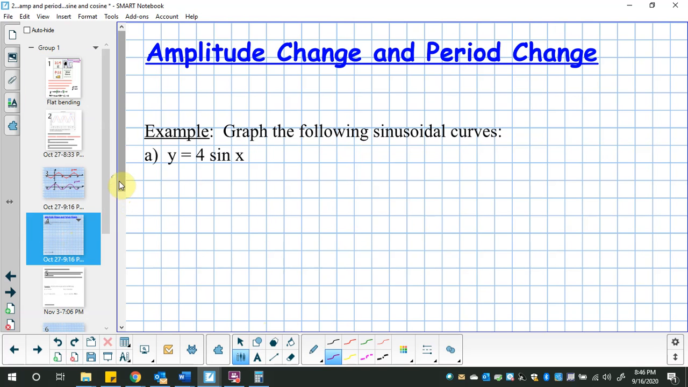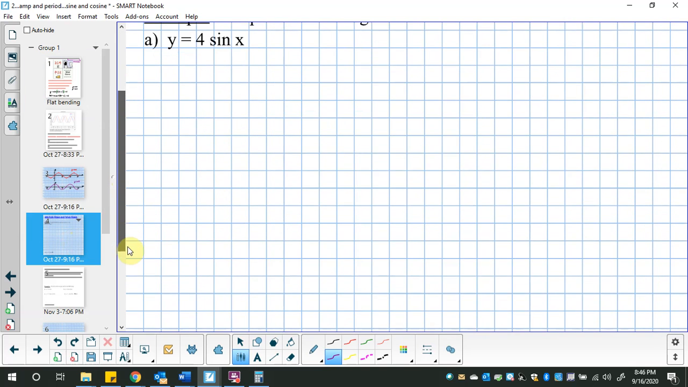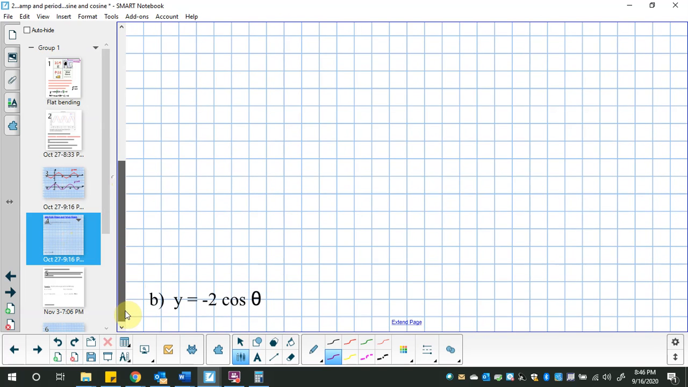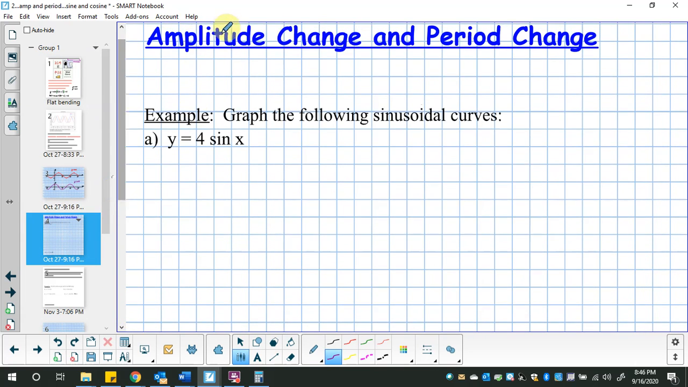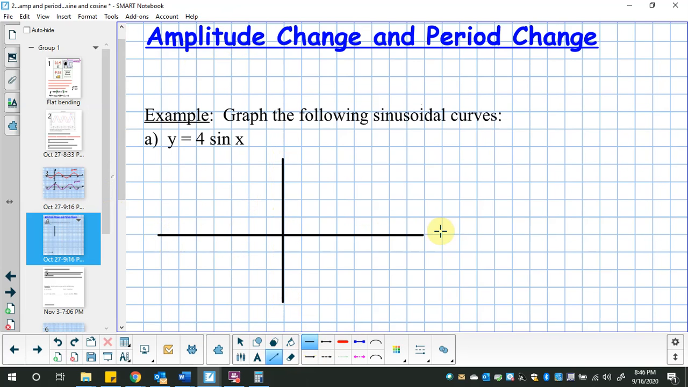Now the first things I want to do are two fairly easy-ish ones, and that is simply doing an amplitude change. So that's it for these particular questions. Then we'll move on to amplitude and period at the same time, because those are the first two things you do regularly. So what I'm going to do first of all is build myself an x and y axis.